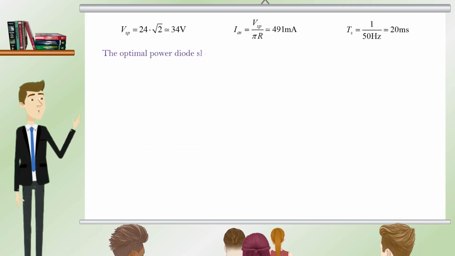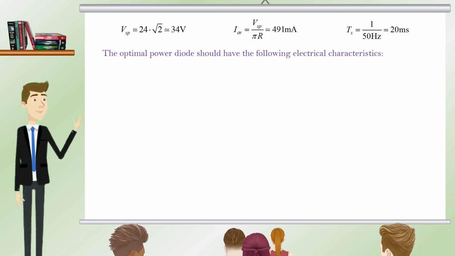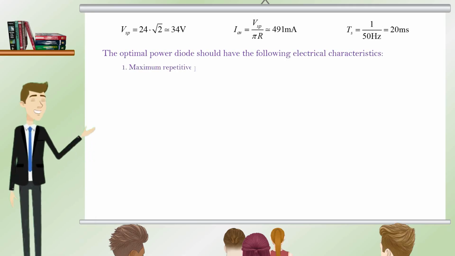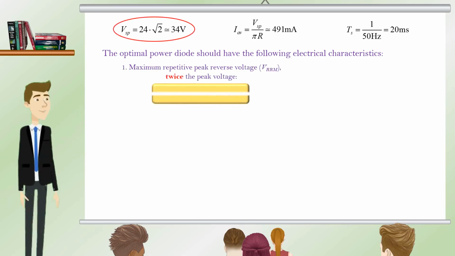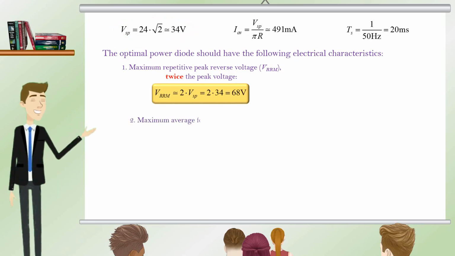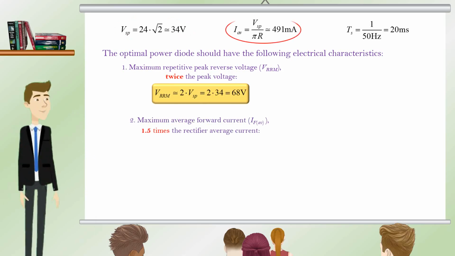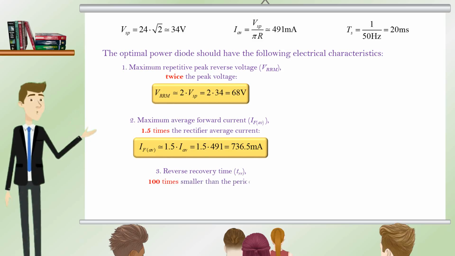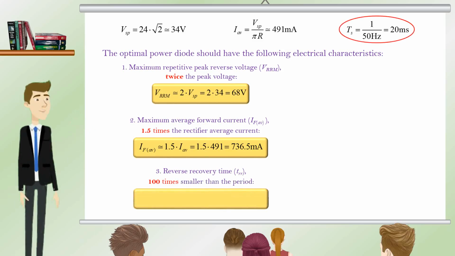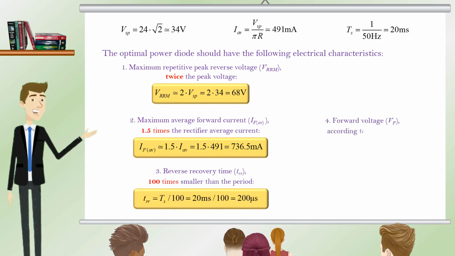The optimal power diode should have the following electrical characteristics. 1. Maximum repetitive peak reverse voltage, twice the peak voltage. 2. Maximum average forward current, 1.5 times the rectifier average current. 3. Reverse recovery time, 100 times smaller than the period. 4. Forward voltage, according to the table.